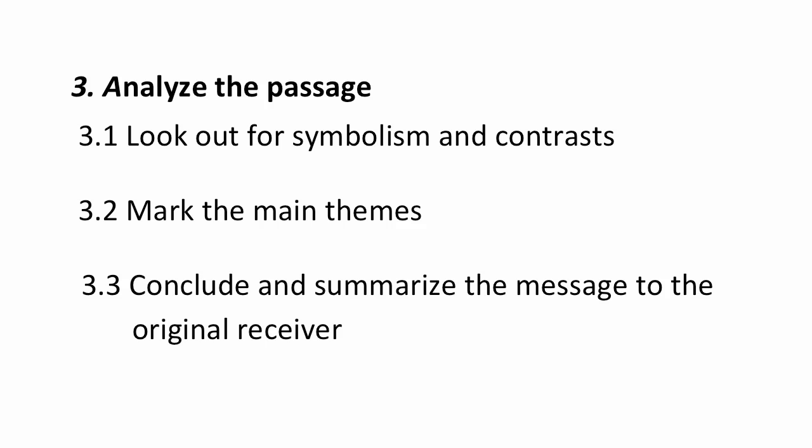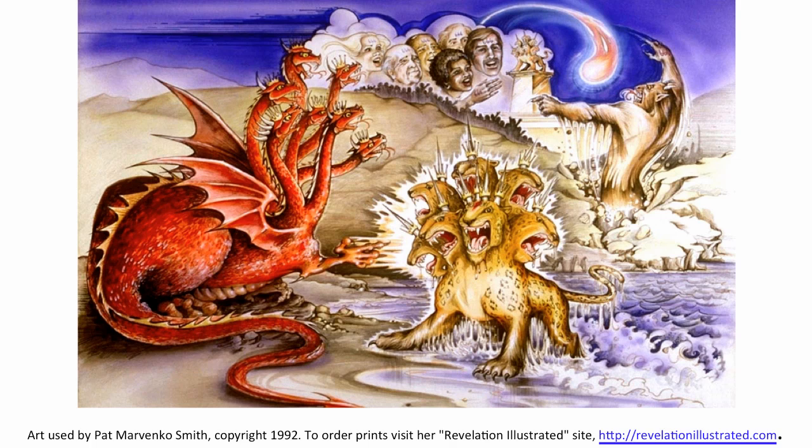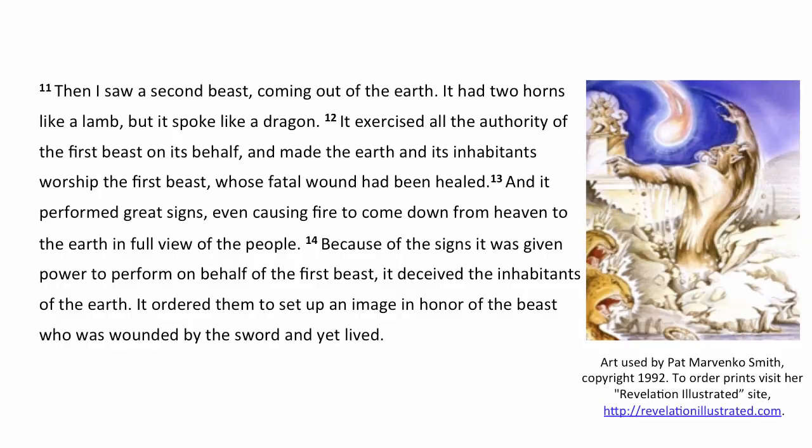Now we analyze the passage, that is the A of START. We look out for symbolism and contrast, we mark the main themes, and then we conclude this and summarize the message to the original receiver. So this is where we spend most of our time. Just to show you the picture of the evil trio, the first one is Satan from Revelation 12. The second one is from Revelation 13 verses 1 to 10. This is the Antichrist, and this is the false prophet, the beast out of the earth. This is our focus for today.